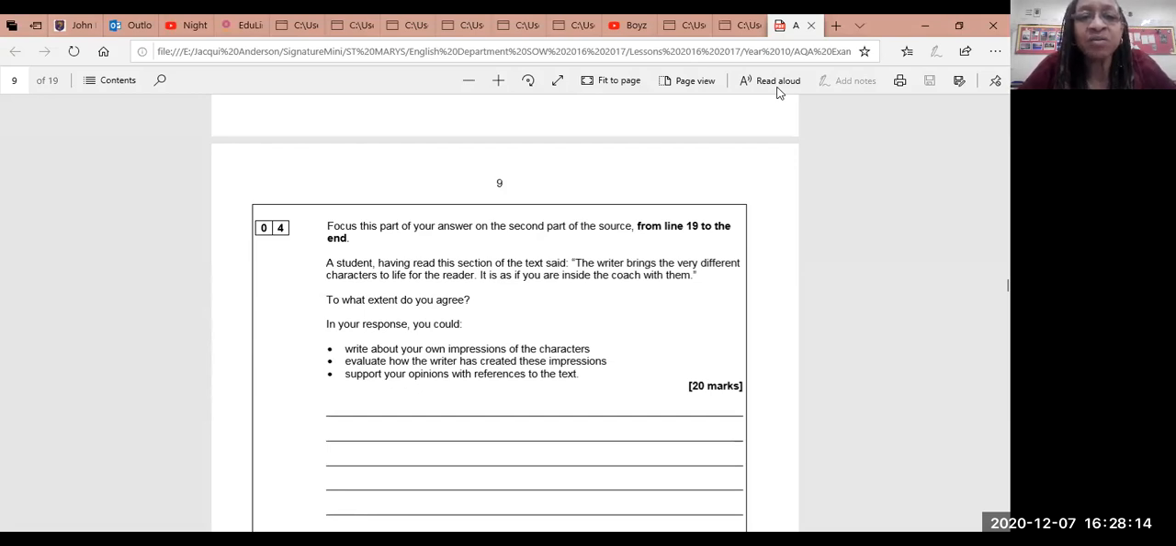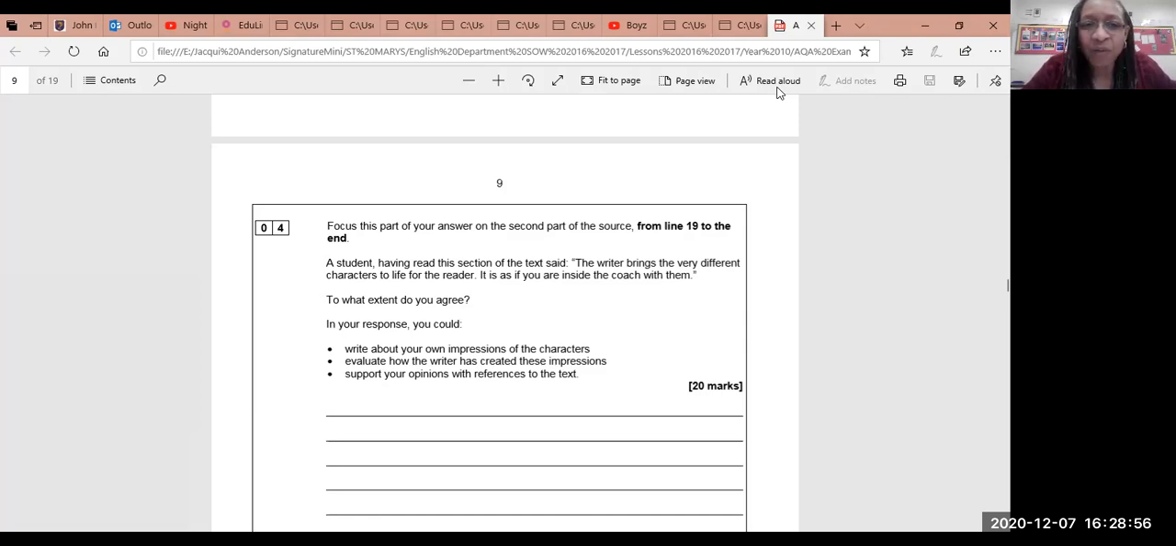So the student is saying that the writer brings different characters to life, like you're inside the coach with them. Do you agree with that? Do you think that the information given in the extract is vivid enough to say that you could imagine being in the coach? And if you were in the coach, what do you think the characters would be like? Now, you've got a few characters in this particular extract, but again, I'm not going to give you my opinions. You need to look at yours. What do you think about the characters that are within that coach? If you were sitting in the coach with them, how would you view them?